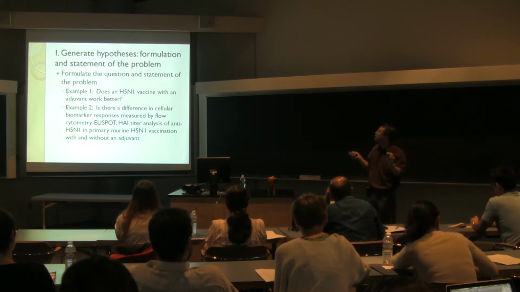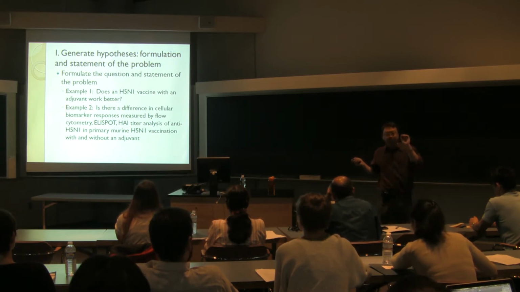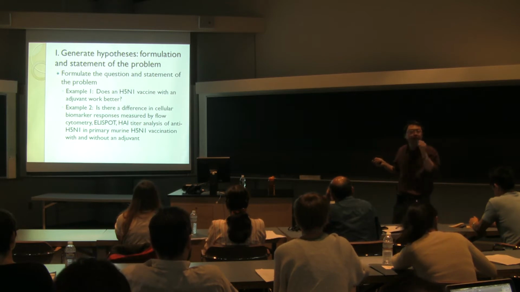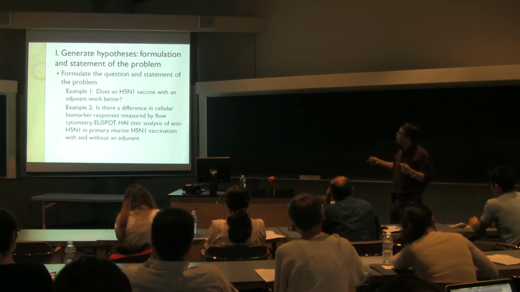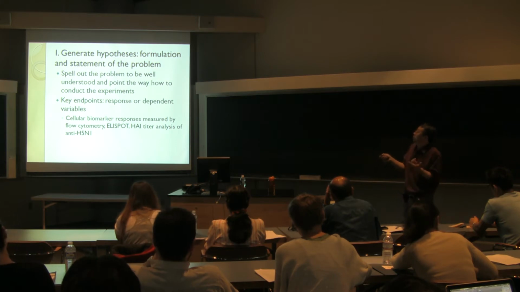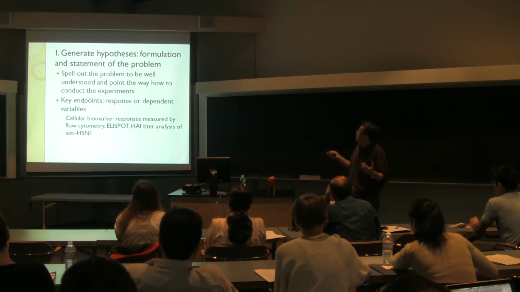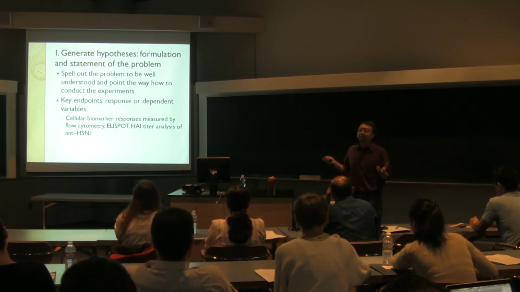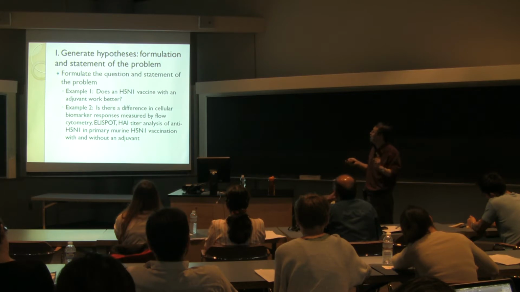You can specify this as a scientific question, but this is not good as a detailed statement of your problem. You have to formulate this problem into a question that gives you more details. So why is the second one good? Because it spells out the problem to be well understood and points the way to conduct the experiments. This statement tells us not only the problem, but also how to do the experiment.